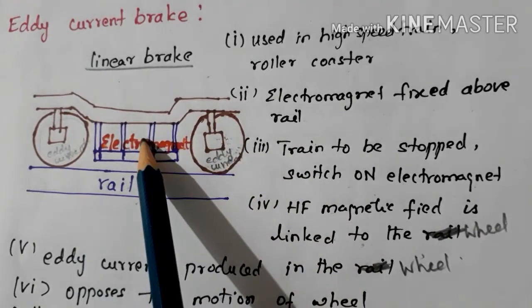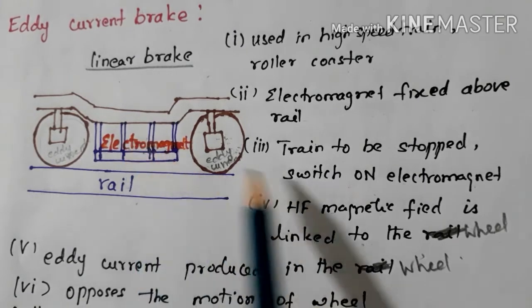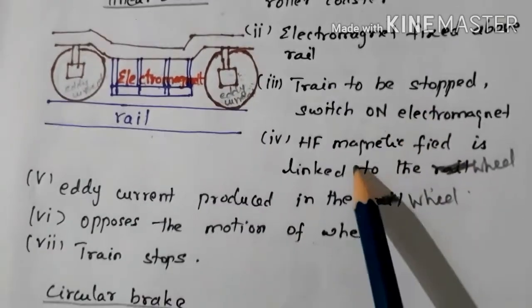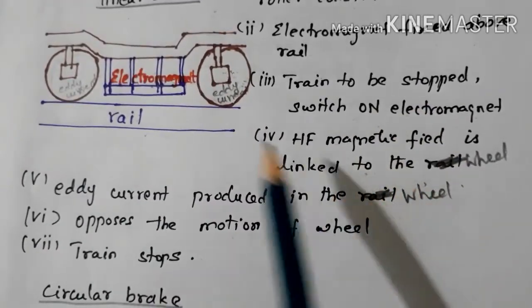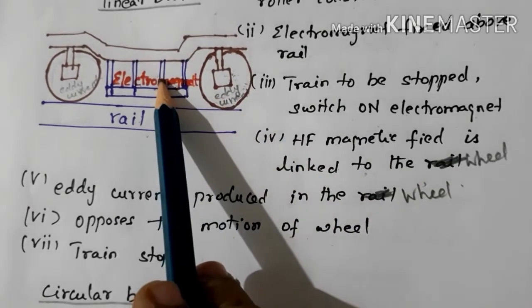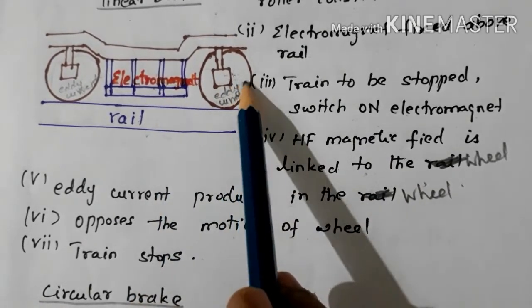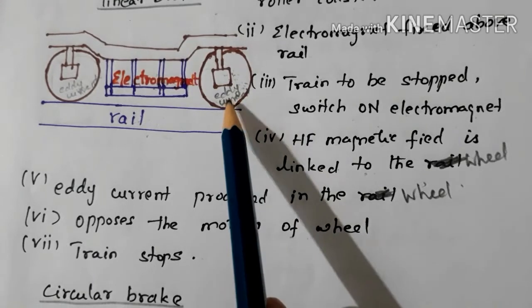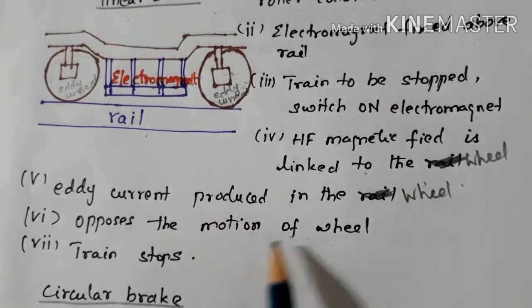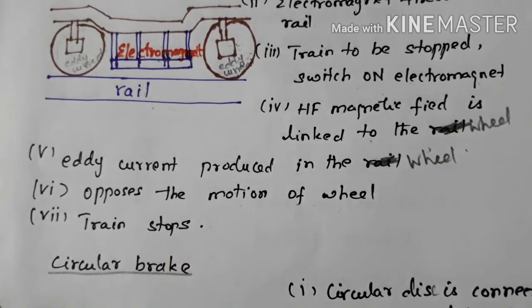Right, so when the train is to be stopped, what has to be done? Switch on the electromagnet. A high frequency magnetic field is linked to the wheel, right? This produces a magnetic field that is linked to the wheel. So eddy current will be developed in the wheel. Eddy current will oppose the motion of the wheel, so the train stops.